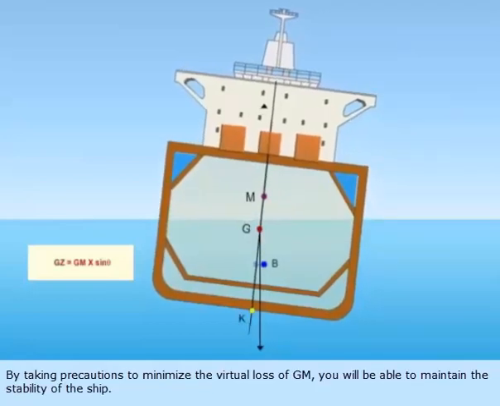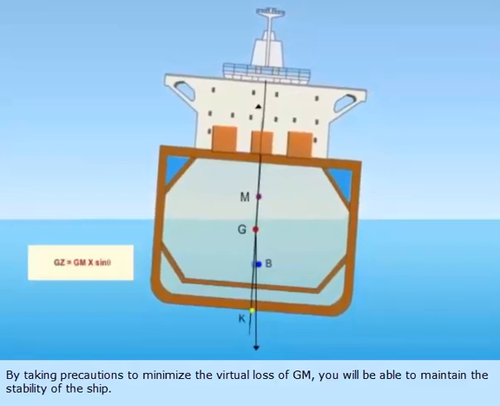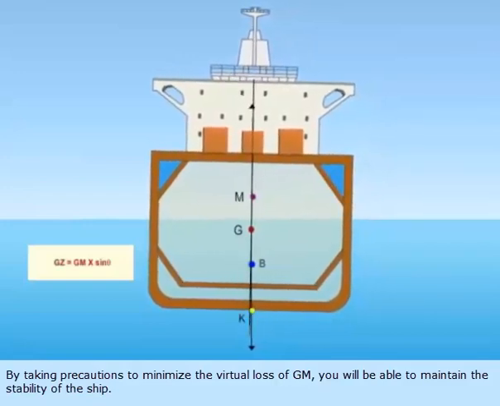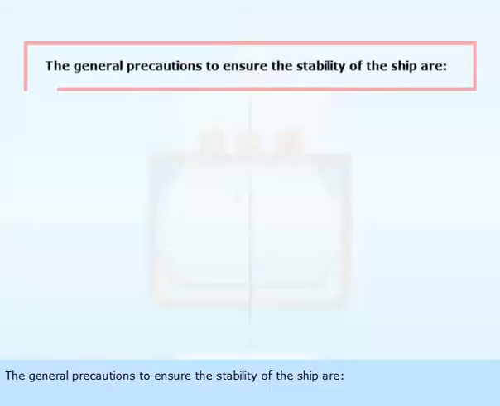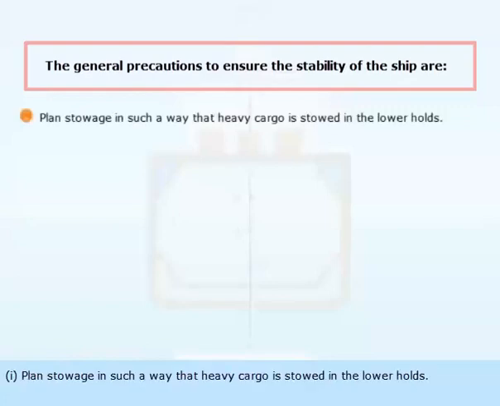By taking precautions to minimize the virtual loss of GM, you will be able to maintain the stability of the ship. The general precautions to ensure the stability of the ship are: plan stowage in such a way that heavy cargo is stowed in the lower holds.